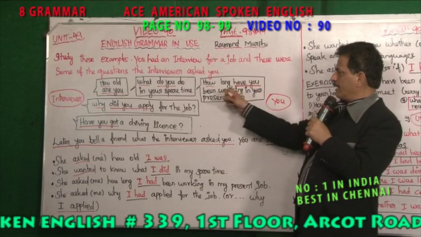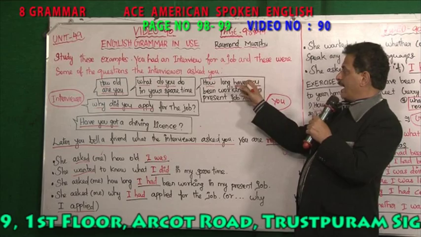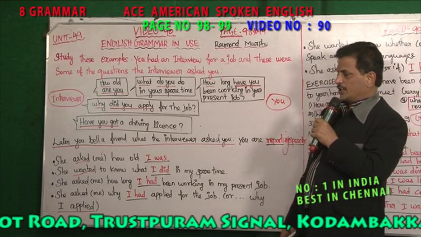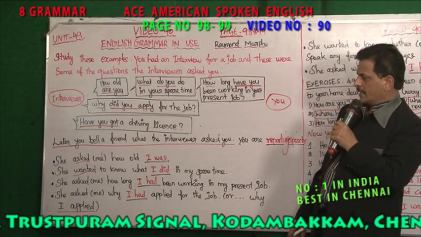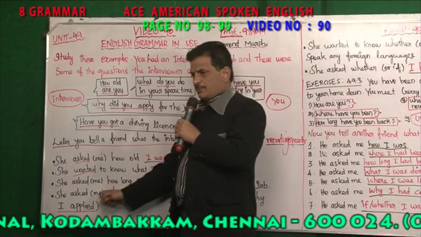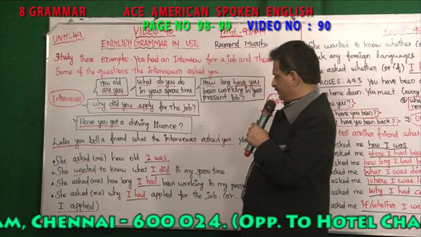So why are you using "have you been working"? Because it is present perfect continuous. Here it changes into past perfect continuous. How long I had been working in my present job, she asked me. Next, why did you apply for the job?